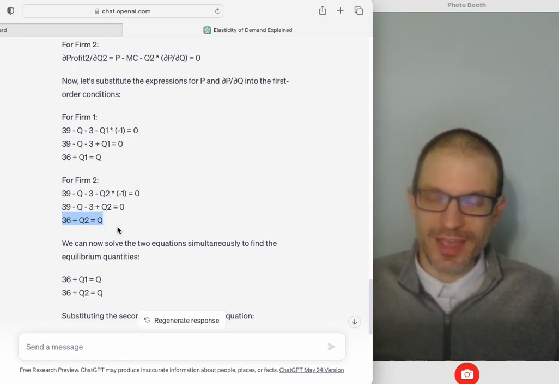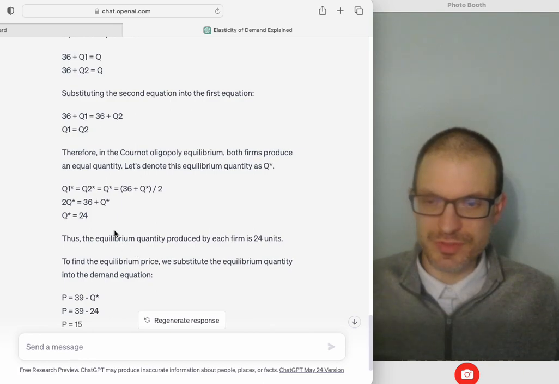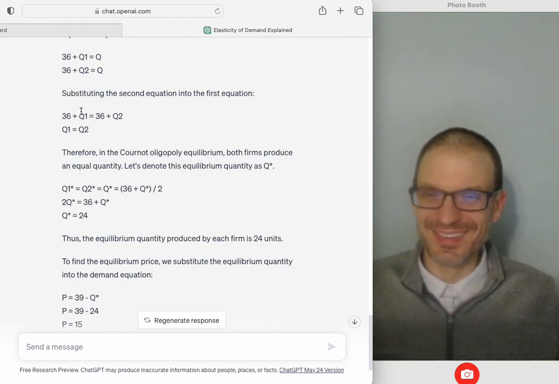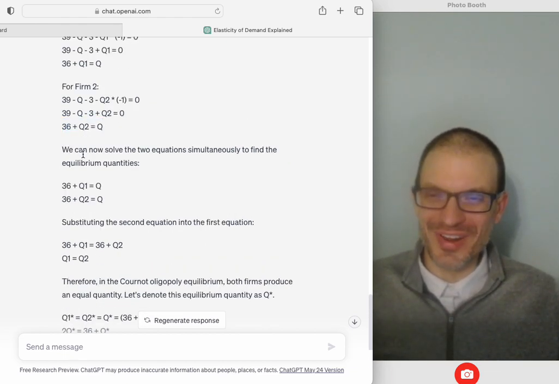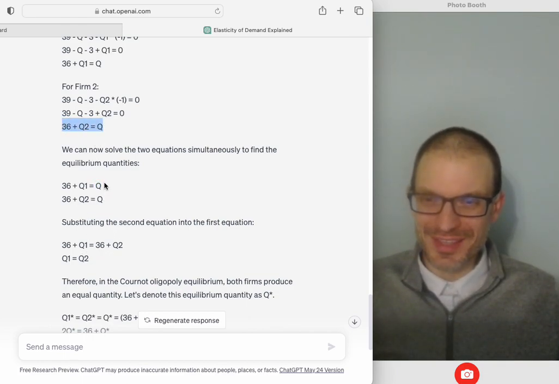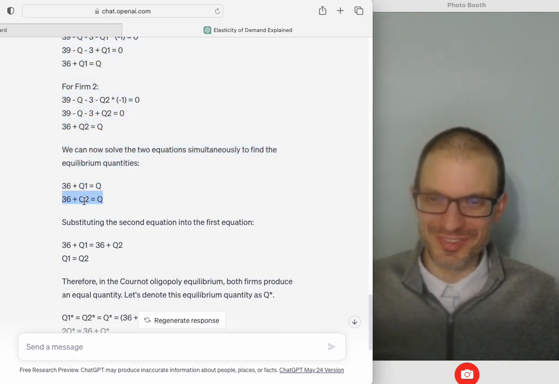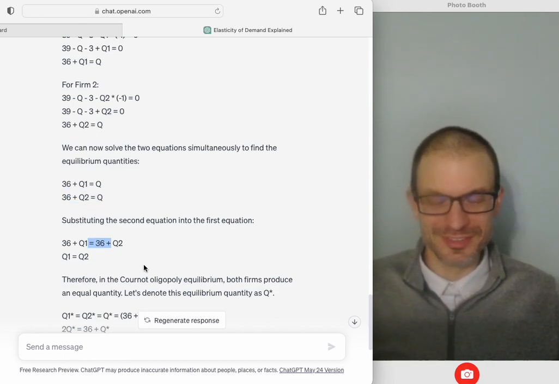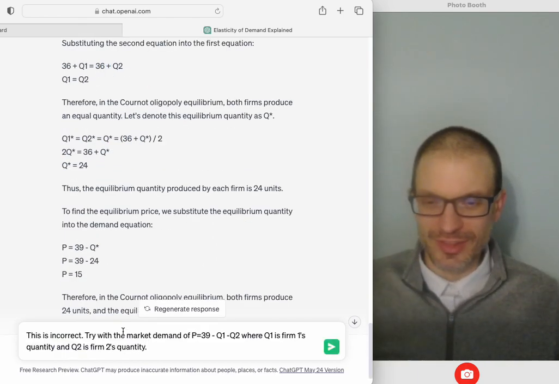Yeah, it's not solving a system of reaction curves. Ooh, this is really bad. So it did solve a system of reaction curves, but it found one reaction curve to be 36 plus Q1, and then the other one would be 36 plus Q2. Set these equal and subtract off the 36. Eek. Okay, so that's not right.